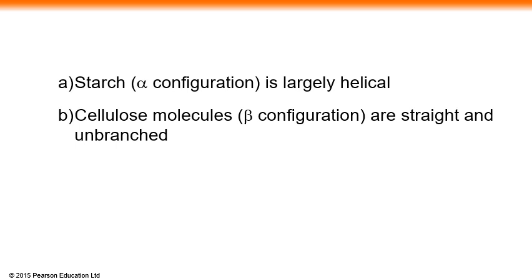So starch with the alpha configuration is largely helical. Sometimes they roll over and make up a helical structure. However, cellulose molecules with the beta configuration are straight and unbranched. That's the difference.